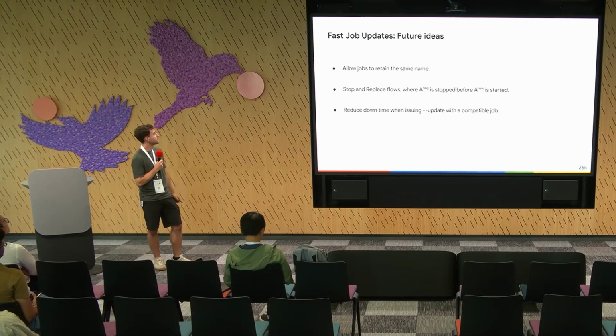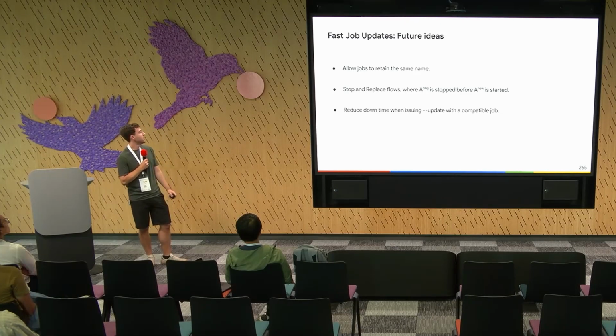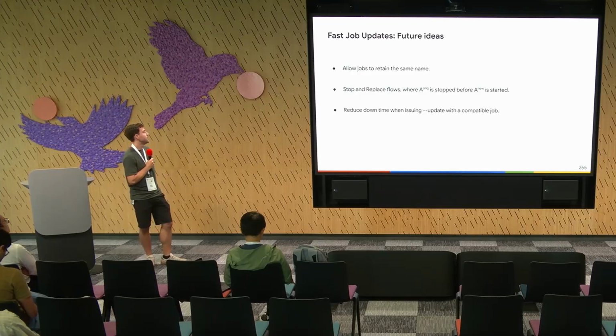We plan to continue adding improvements to this new feature. So you can keep the same job name instead of having to specify a new job name. Doing a stop and replace flow where there's no overlap in processing to reduce anything like concerns with duplicates, and also reduce the downtime for the original update compatible job.